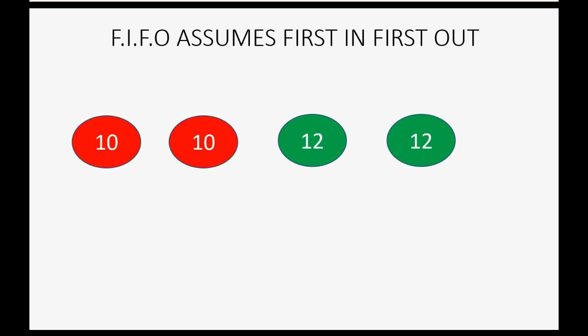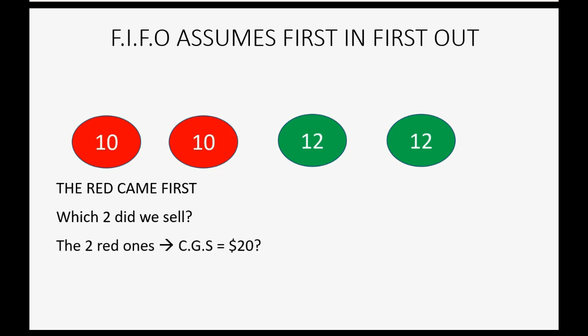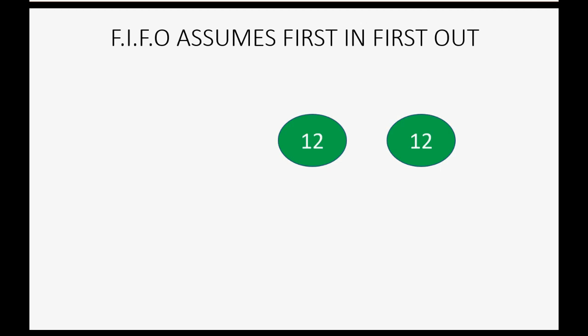FIFO assumes the first ones in were the first ones out, and the red ones came first. So which 2 did we sell according to FIFO? According to FIFO, we sold the 2 red ones, and in our first example, the cost of goods sold for that first sale would have been $20.